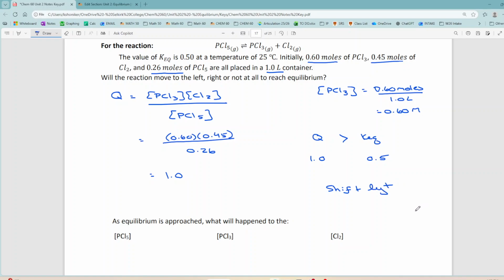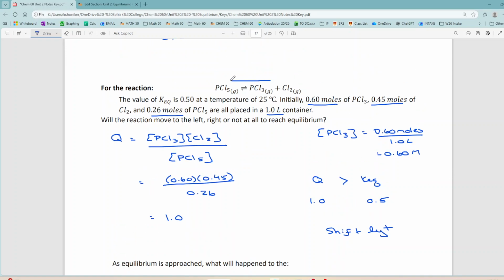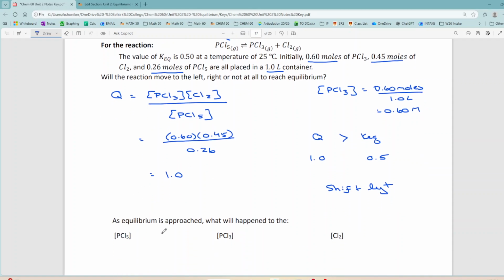Now a follow-up question here, instead of asking you which way it could shift, could be, well, as equilibrium is approached, what will happen to the concentration of each of these species? Well, since I am going to shift left to increase the concentration of reactants, then the concentration of PCl5 will increase, and then the concentration of my products will both decrease.